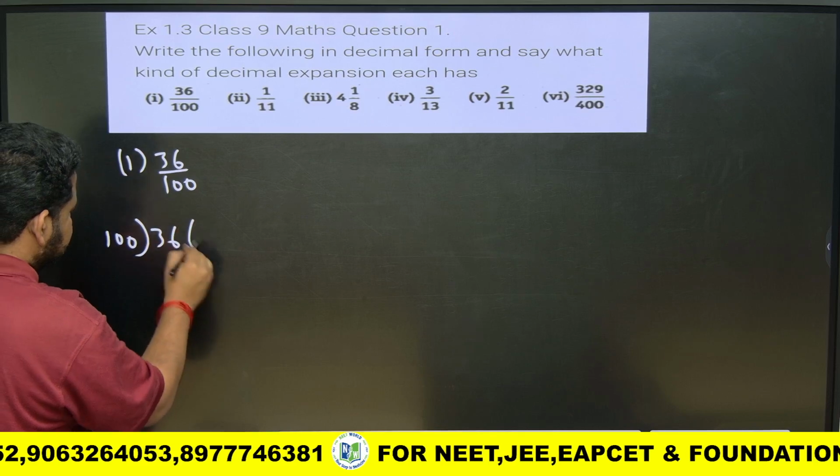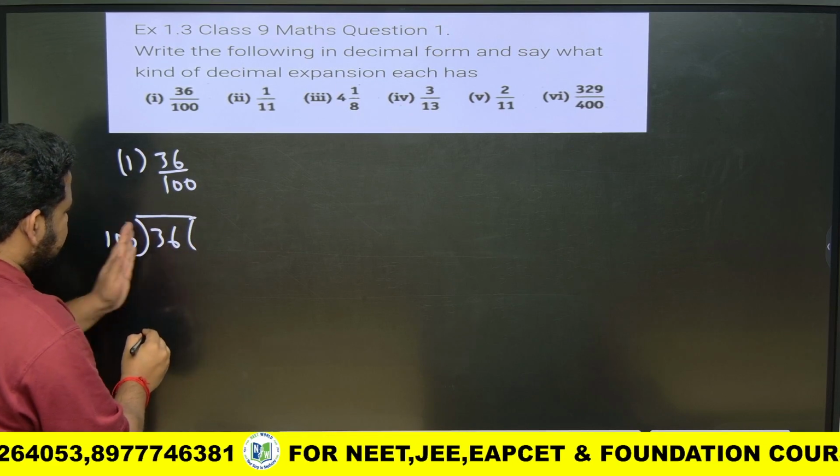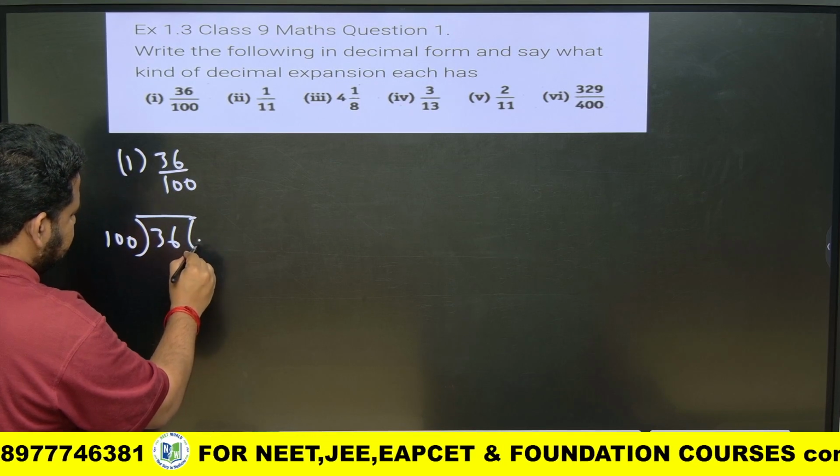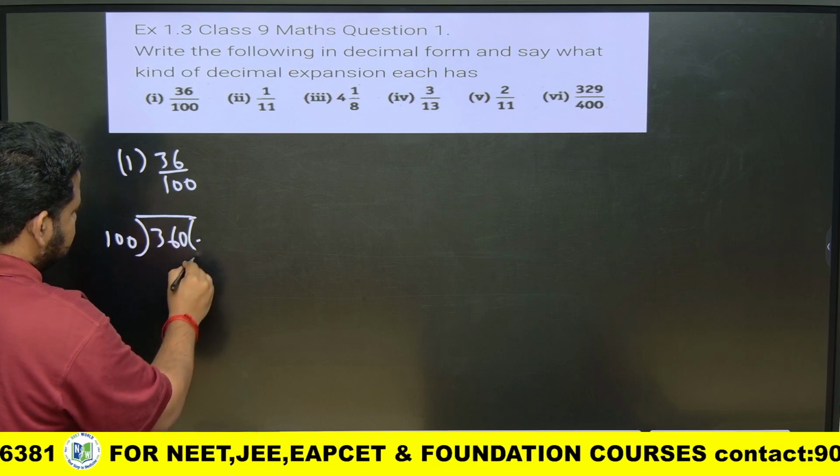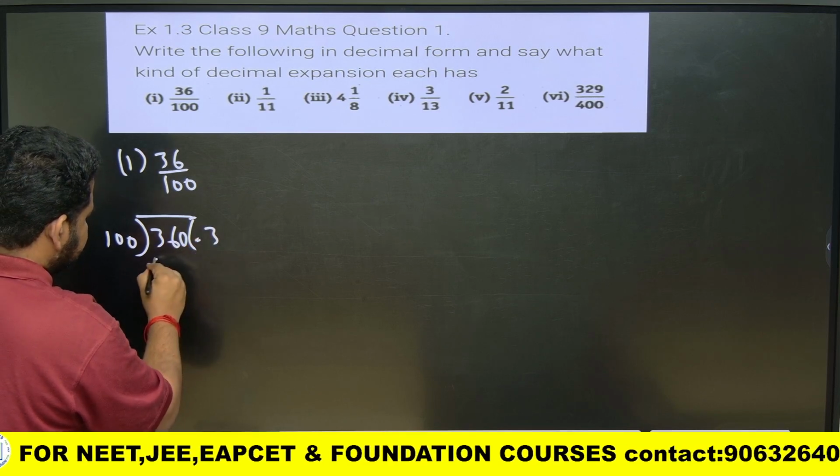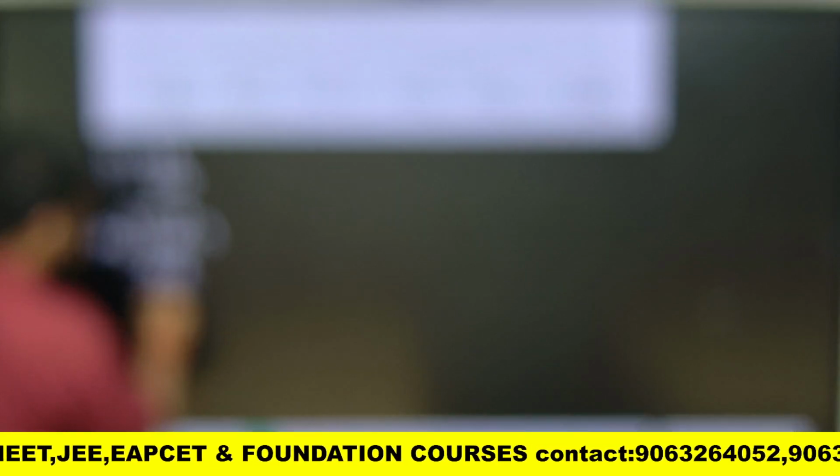So this will become what, friends? Directly I cannot divide 36, I have to put a point. If I put a point, this will become 0. So 3 into 100 is 300. Okay, I will get what? I will get the remainder as 60.